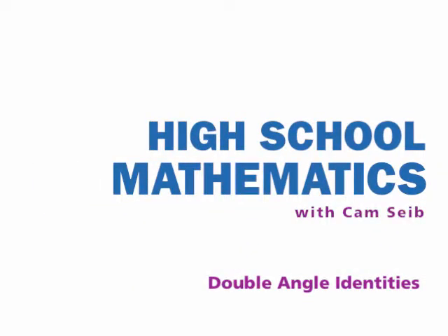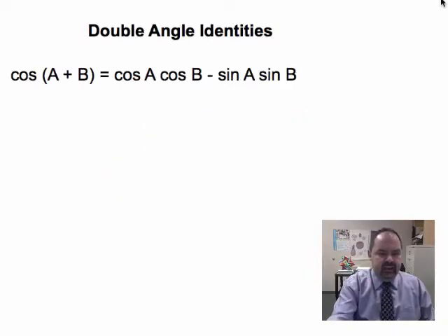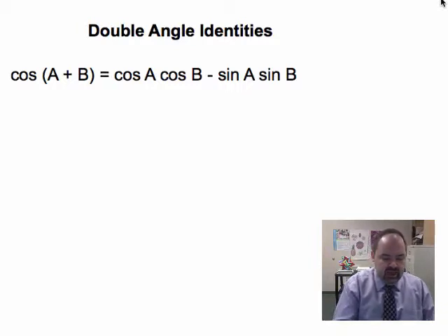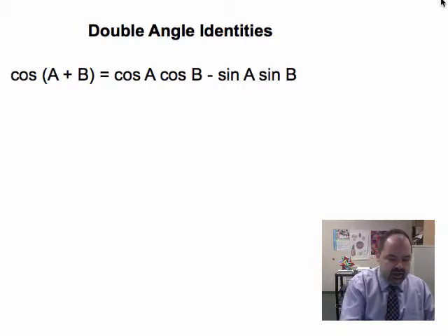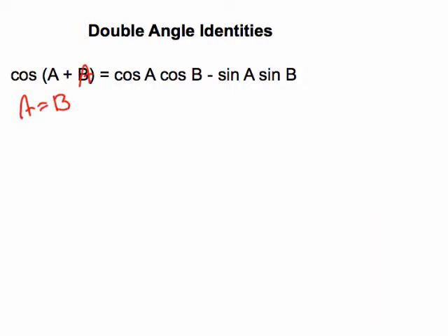There's one last batch of identities we want to look at, and I'm going to begin with this identity I've already discussed, cosine A plus B, which we know is this. And what I'm going to do here is make angle A equal to angle B. So I'm just going to change these. And then if I simplify this, the cosine of A plus A is cosine of 2A, double A, which is where the name double angle identity comes from.